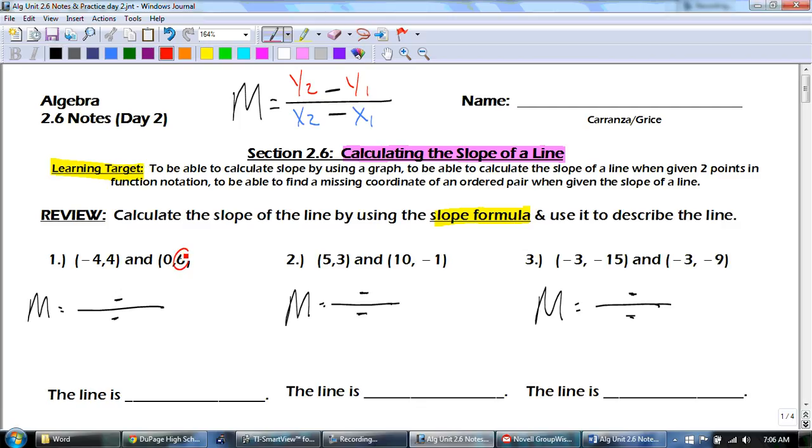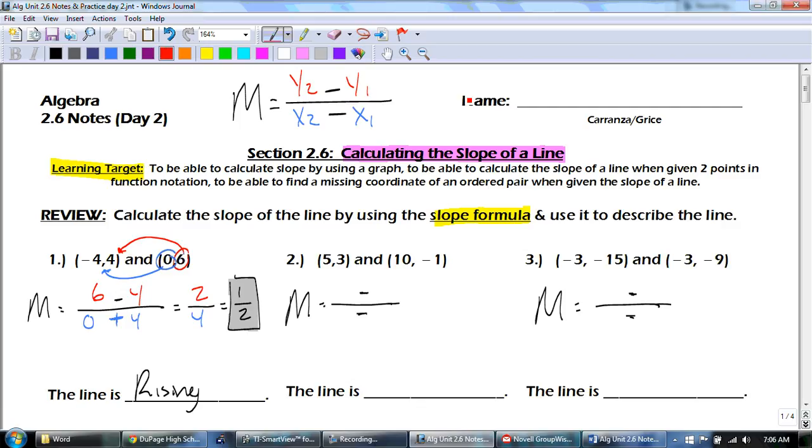As I'm setting it up, I know I have to do 6 minus 4 on the top, and on the bottom, I have 0 minus negative 4. Two negatives turn that to be a positive. So 6 minus 4 is 2, 0 plus 4 is 4, and then I always want to reduce my fraction, so that turns out to be 1/2. Now to describe that line, from left to right, it's a positive slope. So if it's a positive slope, I know that this is rising.